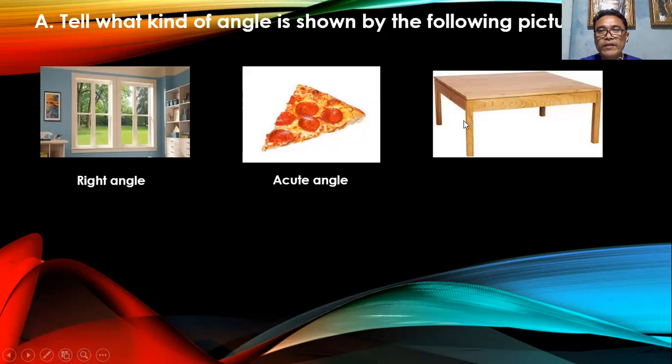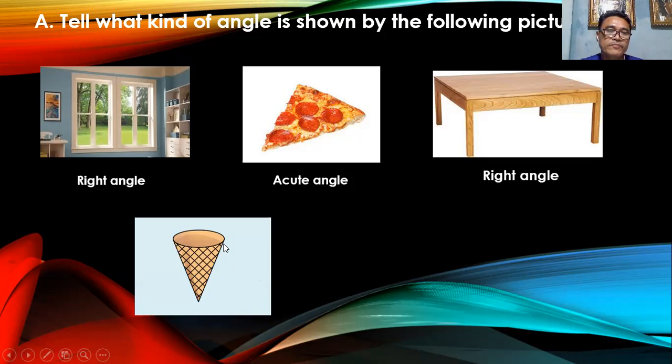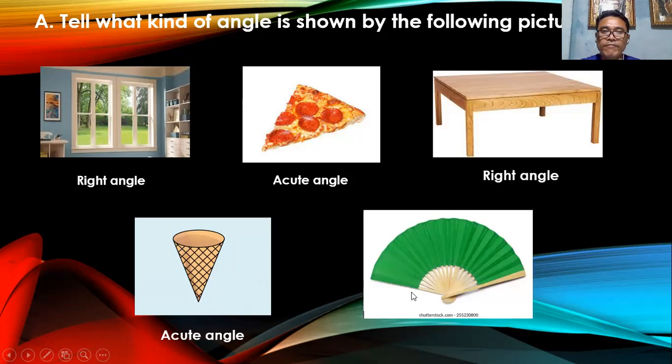And we have here table. Look at the side of a table. So the answer is right angle. It forms a square corner. So this is 90 degrees. Number 4, ice cream cone. The answer is acute angle. And number 5, hand fan. It is an obtuse angle.